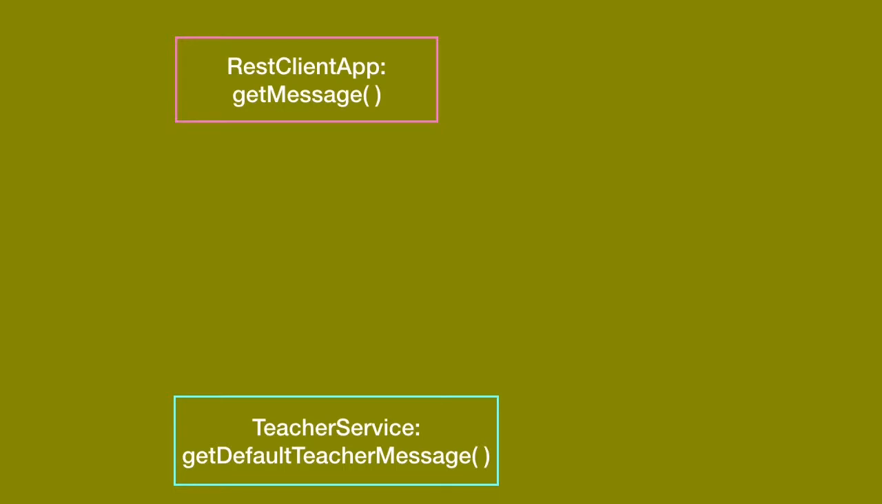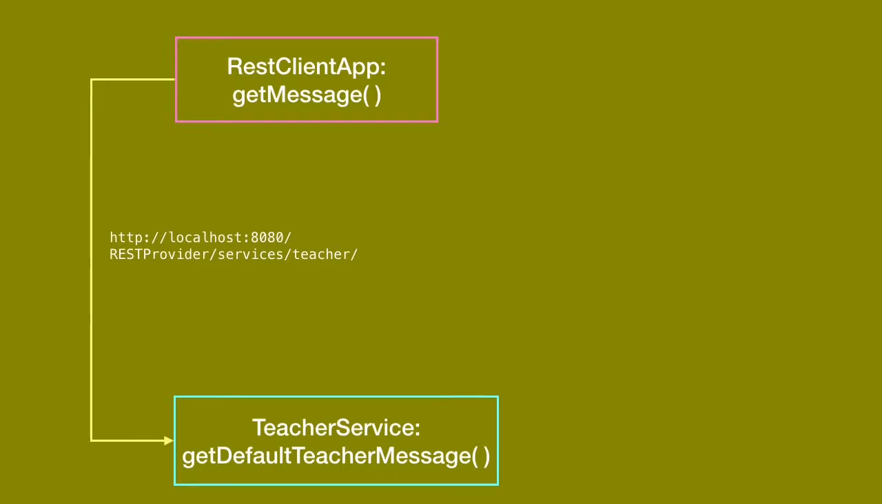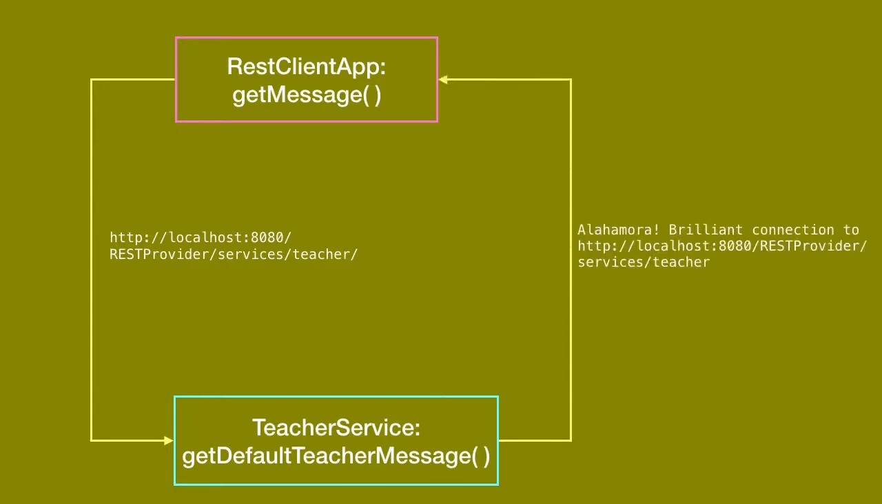In this example, REST client app is invoking a default service named teacher using HTTP. When the web service sees this, it will find the mapping URI declared in teacher service in REST provider and execute a method named getDefaultTeacherMessage. This method returns a plain text to the service consumer.